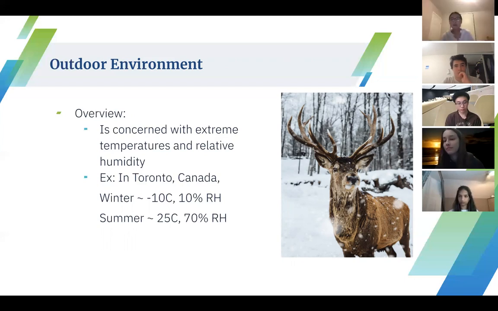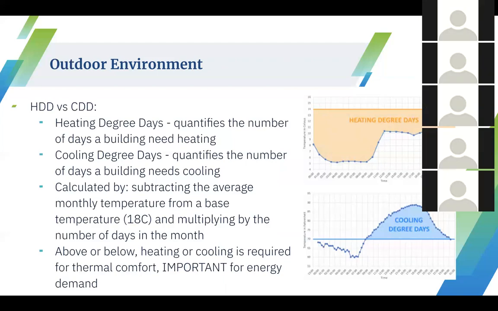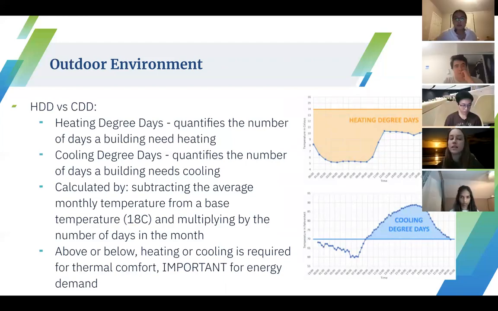Next slide. So basically, how do we combat this? Well, we look at heating degree days and cooling degree days. Essentially, a heating degree day quantifies the number of days a building needs heating. If you look at the graph on the right, you can see that we have a baseline, the orange line, that's the steady temperature that you want to set for the building, or the thing that you're going to measure against.